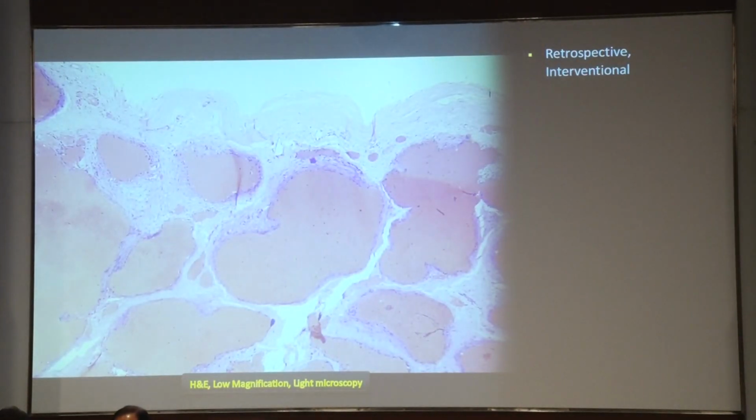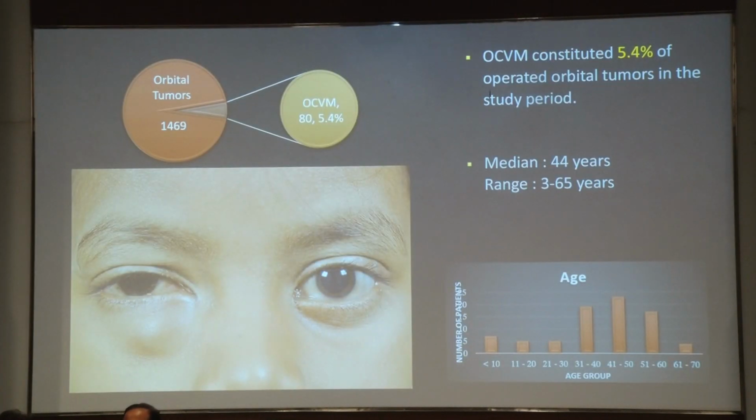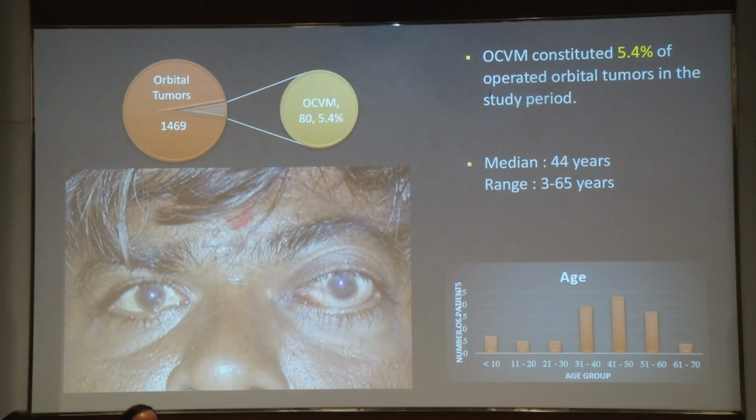So we conducted a retrospective interventional study where 80 patients were analyzed, and they were all radiologically confirmed, and those lost to follow-up were excluded. We saw that OCVM constituted 5.4% of all the operated orbital tumors in the study period, and the age range varied from 3 years to a 65-year-old. So it's not just in adulthood, it happens in young age too.